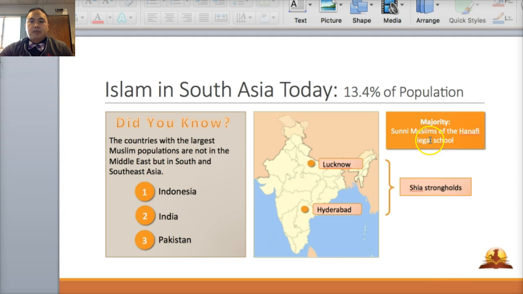Okay, the majority are in India. The majority of them are the Sunni Muslims of the Hanafi legal school. That's where the majority of Islamic Indians are here. And then other big places are Lucknow and Hyderabad. Both of these cities used to be under the control of an empire or nation state called Shia. Because they were under their control, Islam still stayed in these two cities.